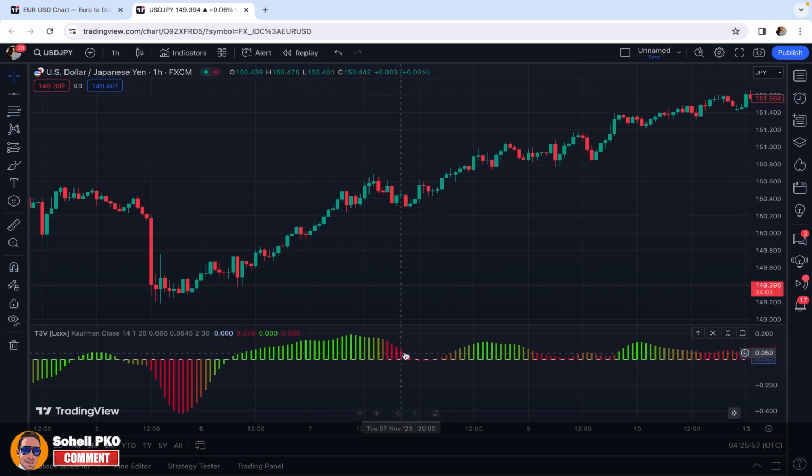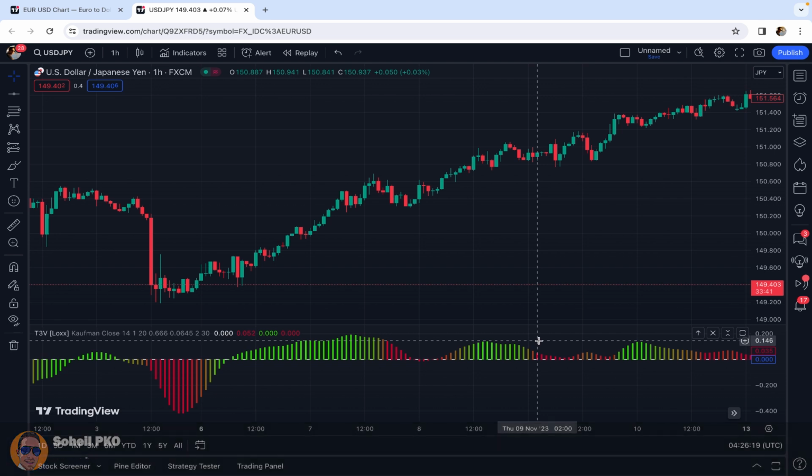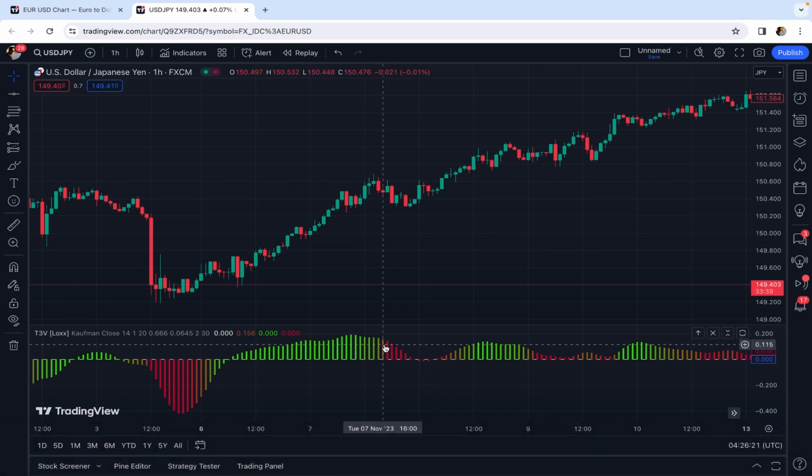It's actually an oscillator, and as you can see we have a histogram that moves above and below the center line, which is 0. The histogram changes color between green and red in different shades depending on being above or below the center line and different degrees of velocity for momentum. This indicator is a velocity indicator, which means it shows the speed of momentum change in the market.